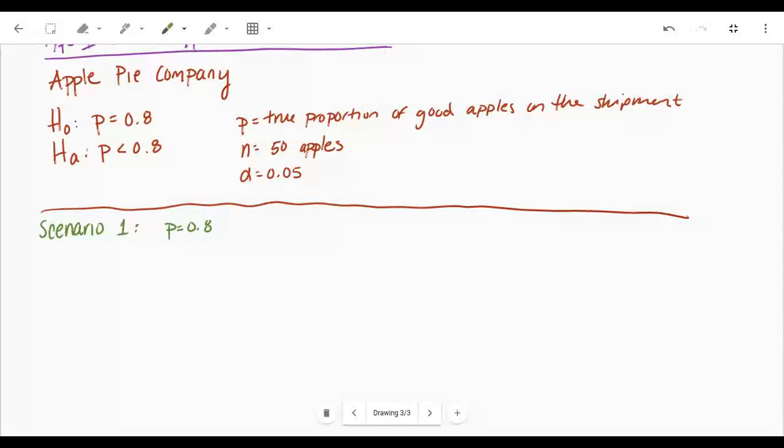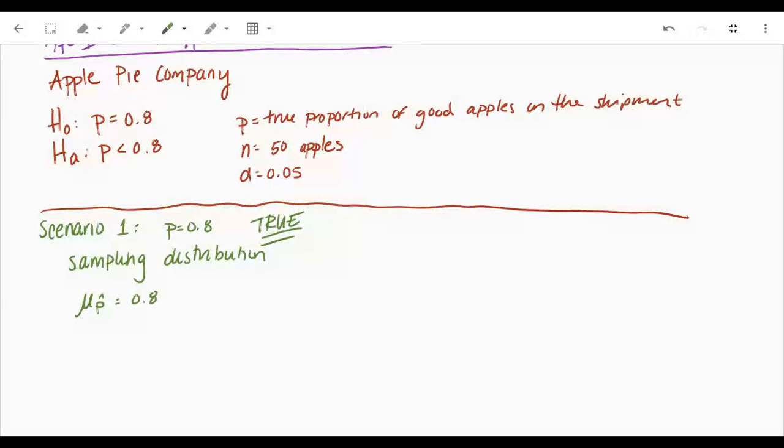So we've got to think about our sampling distribution. If this is true, then for our sampling distribution, mu p hat would equal 0.8. Sigma p hat would equal the square root of 0.8 times 0.2 over 50, since we're doing samples of size 50. And if you get out your little calculator, that comes out to be 0.05657 to 4 significant digits.